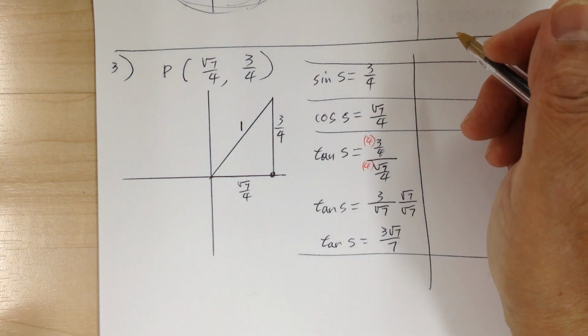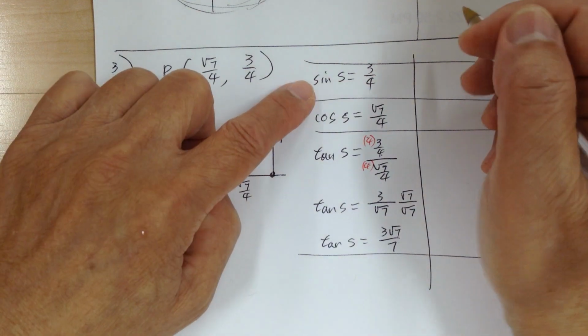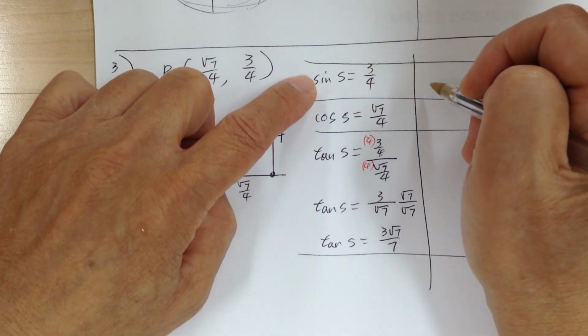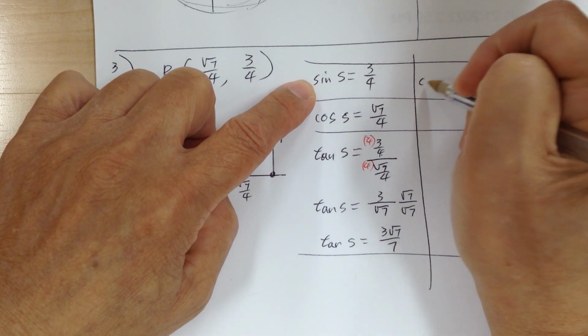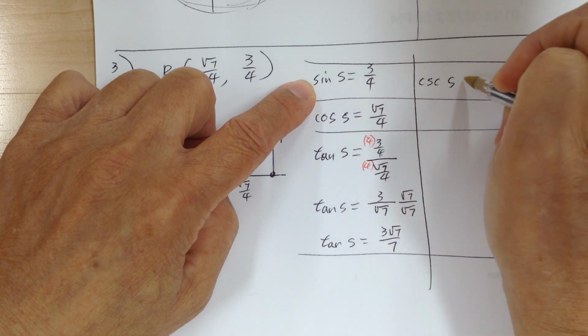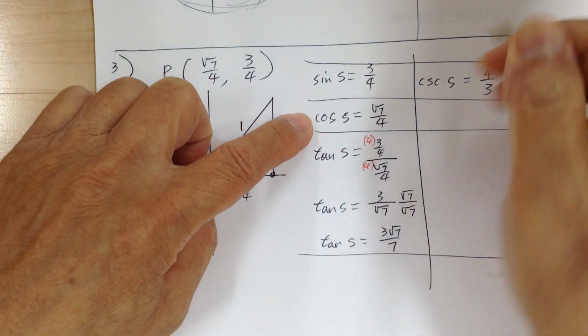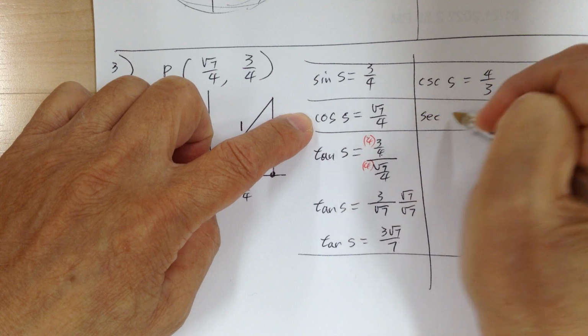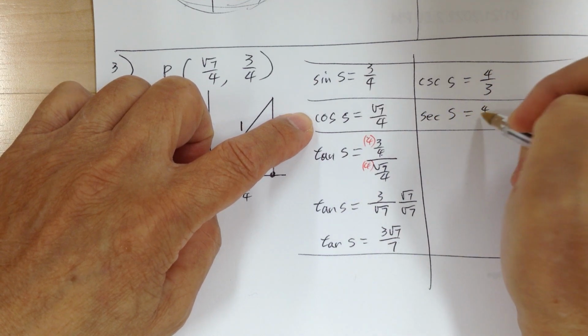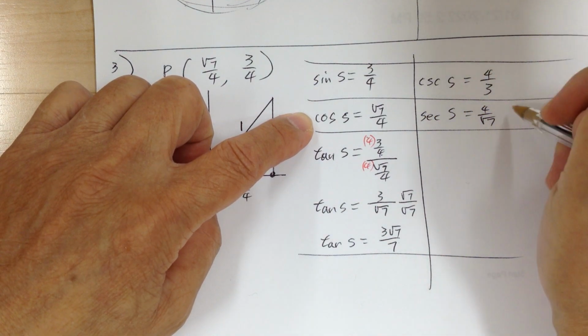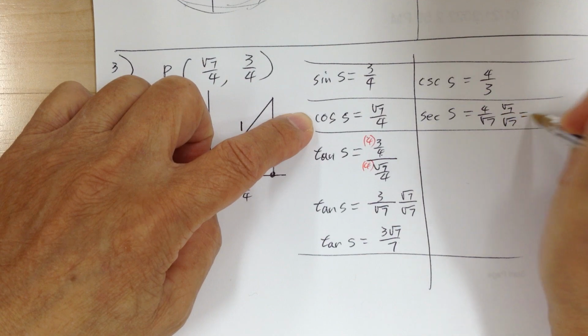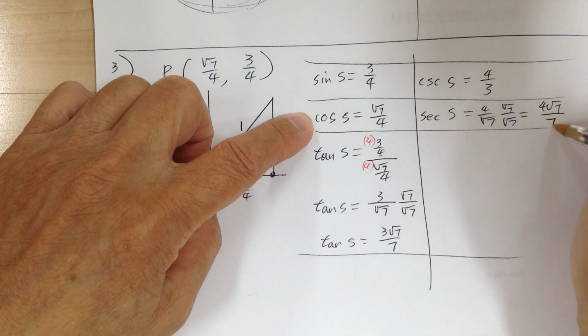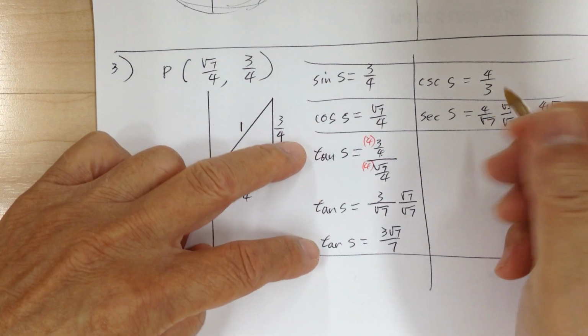Okay, so now we can do the other 3, the reciprocals. So sine, the reciprocal would be cosecant, it would be 4/3. Cosine, the reciprocal would be secant, which would be 4 over square root of 7. Then you have to simplify. So you get 4 square root of 7 over 7. And then cotangent.